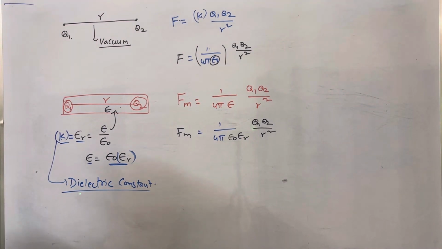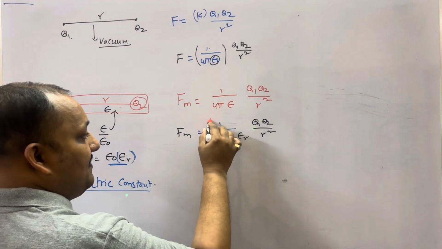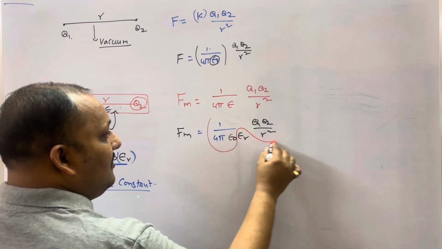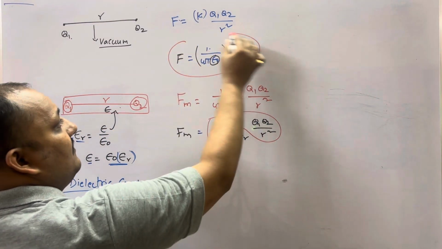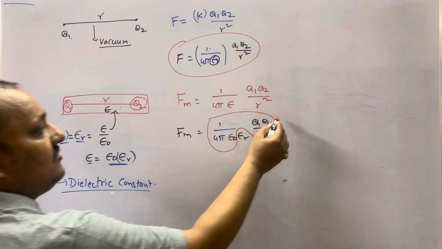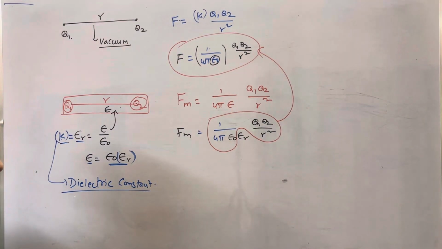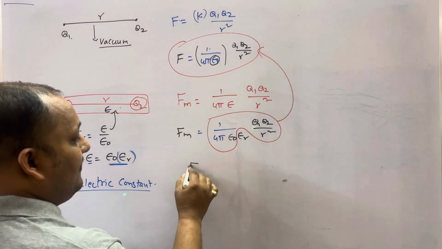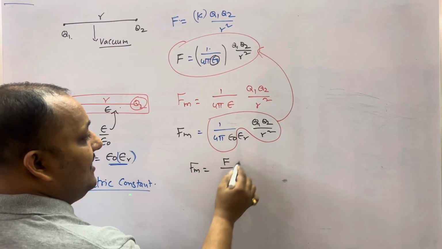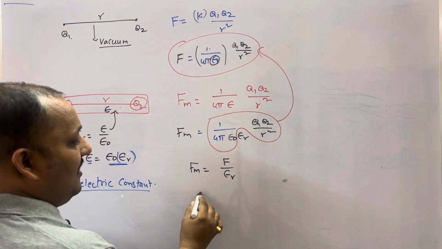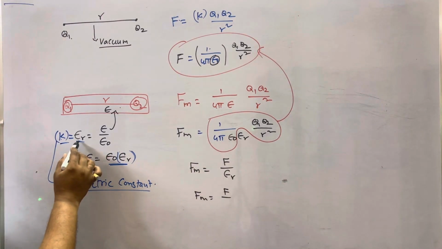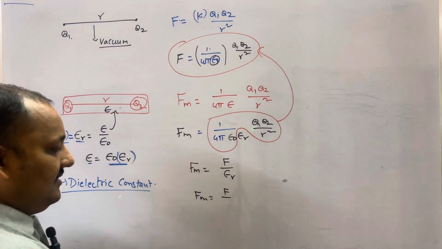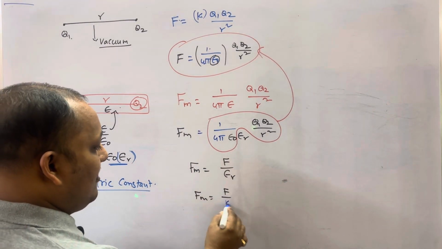Now, see here, in place of 1 by 4 pi epsilon naught q1 q2 by r square, we can write F. So you can replace this with this. Then the force in medium is F by epsilon r. Now the force in medium is F by, what is epsilon r we said? Another name is K, the dielectric constant.